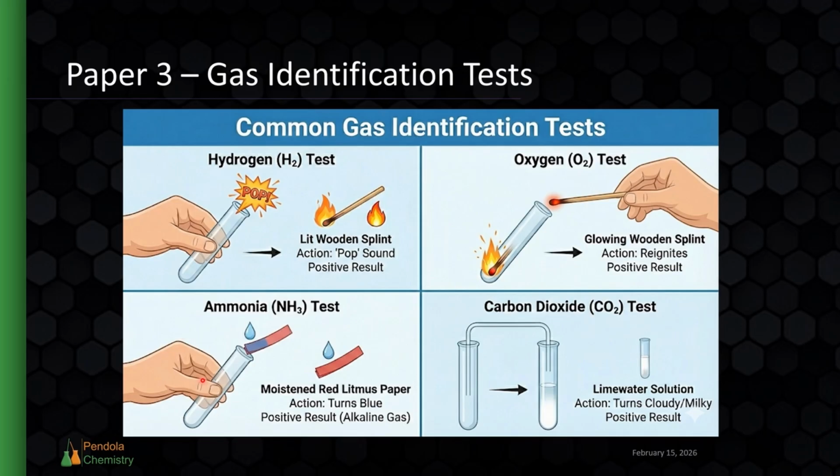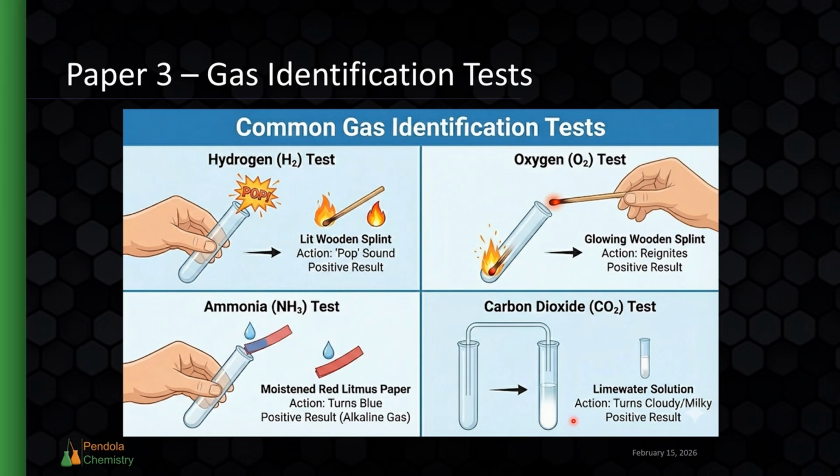Ammonia is another gas that can be created during chemical reactions, NH3. Ammonia gas is basic in nature, alkaline in nature. That means that if we have a piece of red litmus paper and we wet it and we hold it up to that gas and it turns blue, that is a positive test for ammonia gas. And that's because ammonia gas, again, is basic in nature, so it turns red litmus paper blue. The water needs to be there so that the ammonia gas can be trapped in the paper and actually react with it.